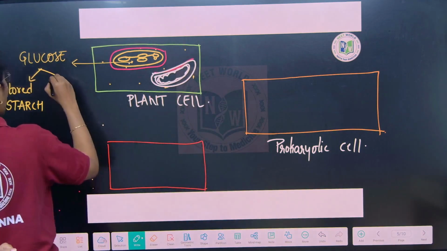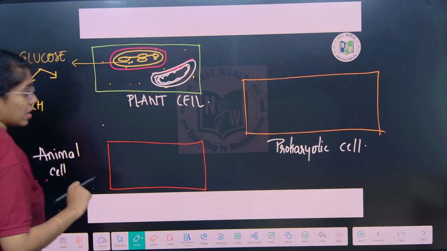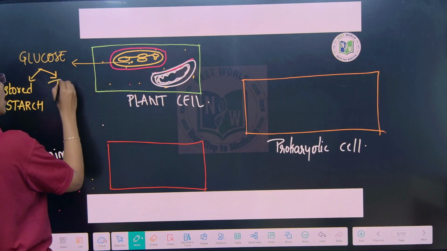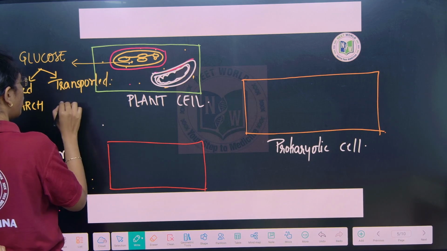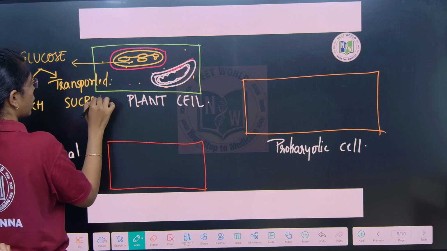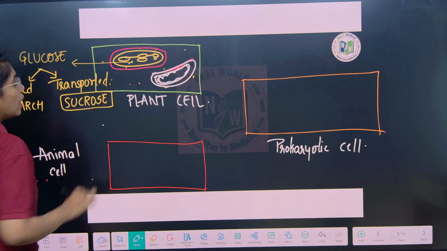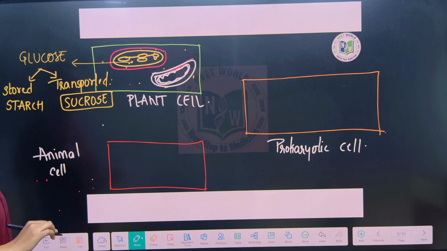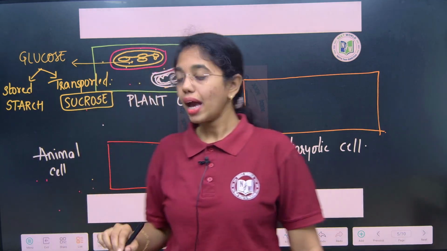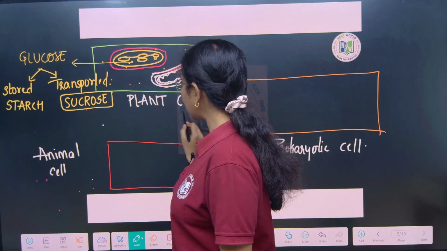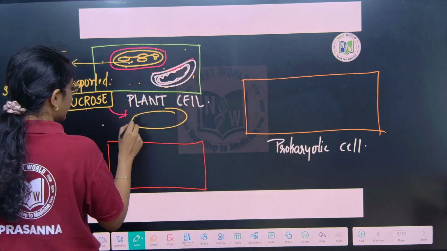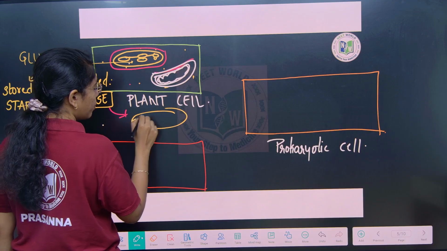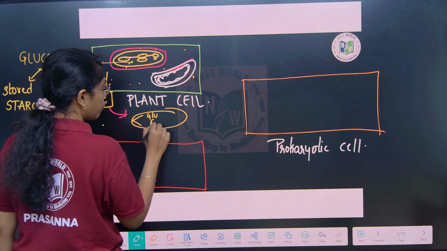But if it has to be transported into the cytoplasm or to any other cells, it will be transported in the form of sucrose. It will be transported in the form of what, ma? In the form of sucrose. Got it, right? So, when it is formed as this disaccharide sucrose and reaches any other cell accepting this, once it is entering into the cell, this disaccharide will break into glucose and fructose.